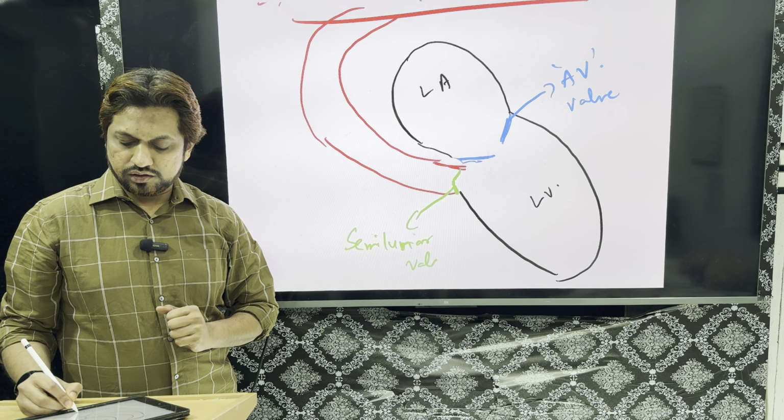Now, because of this closure of the atrioventricular valve, there is a slight increase in the pressure in the atrium also, which causes the C wave in the atria. You can see this is the atrial pressure, and there is a slight increase in this phase. The C wave is due to the contraction of the ventricles, which causes the bulge of the atrioventricular valve.